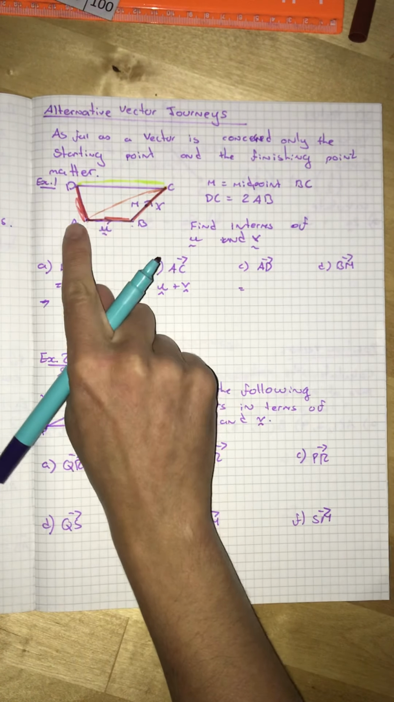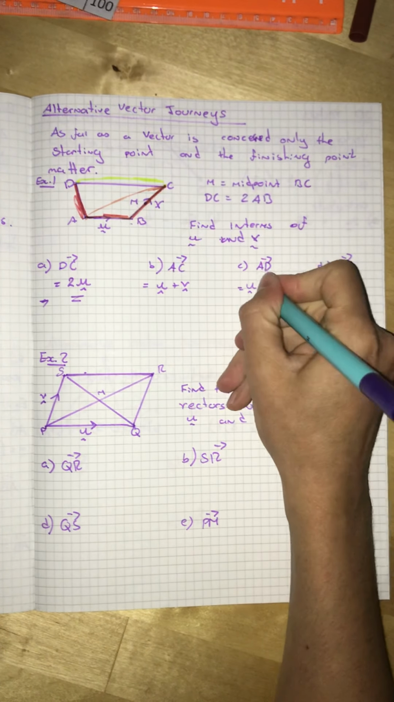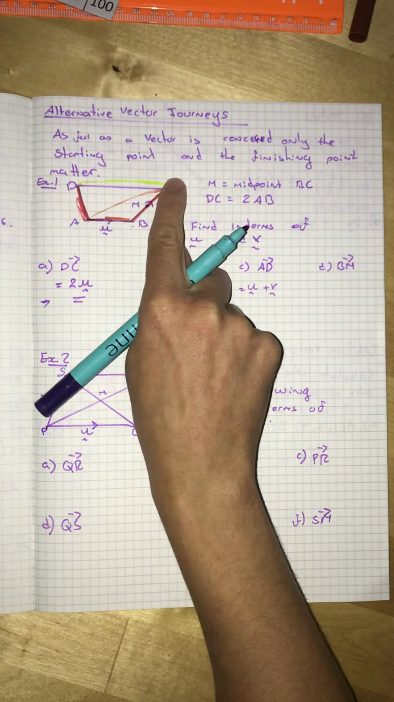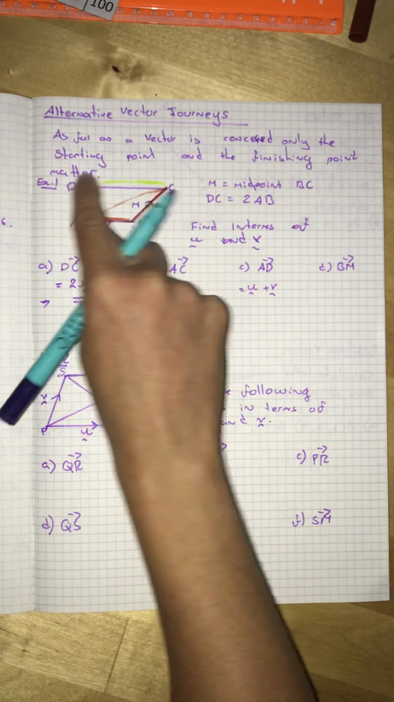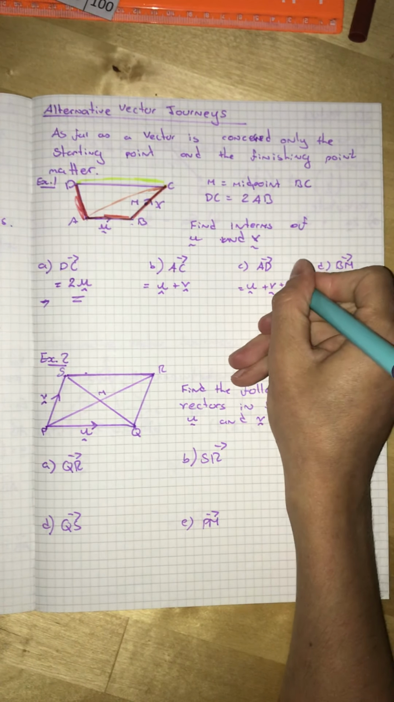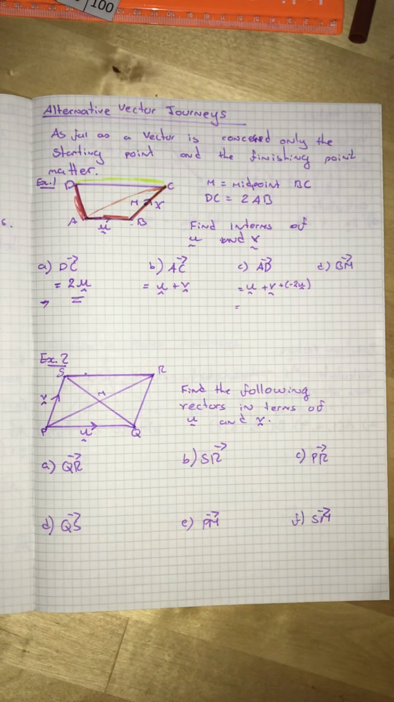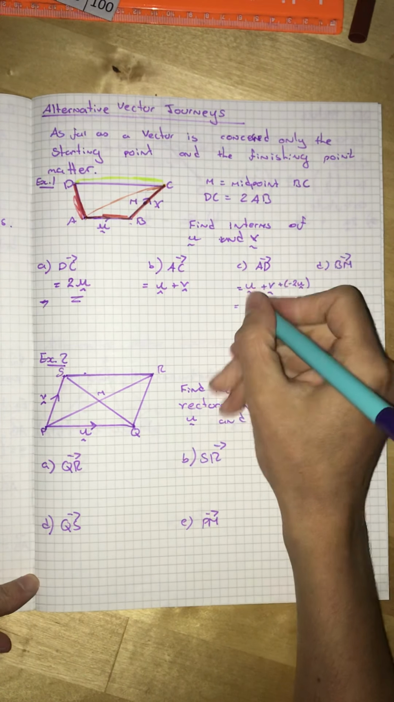So we could think of it as going along u, and then along v, and this is where it gets a bit more tricky. The vector DC is 2u, but I'm not going from D to C, I'm going from C to D, I'm doing the reverse journey. So it is plus negative 2u, okay? Because I'm going in the wrong direction along the vector. And so u minus 2u is negative u.